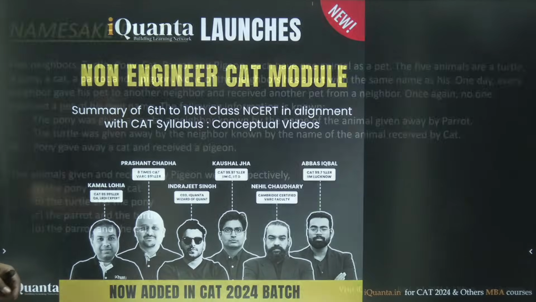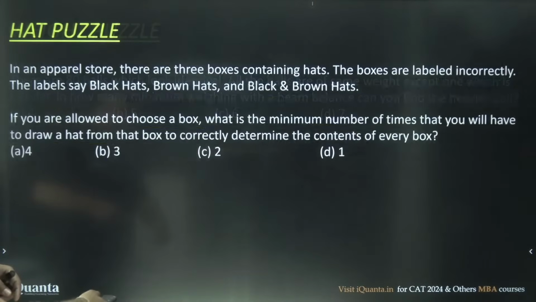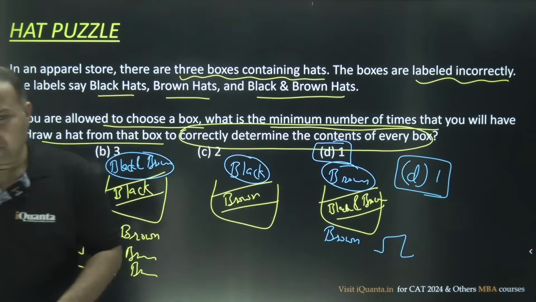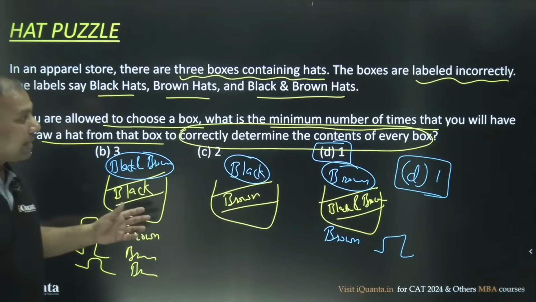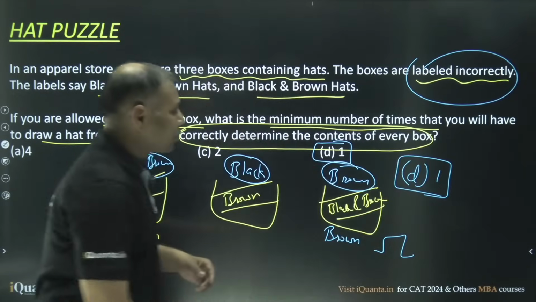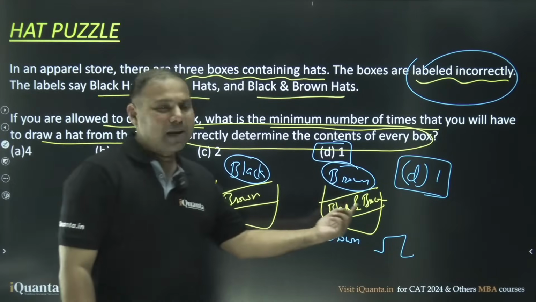Okay, I'm moving to that question again once more. So those who are having doubt in that, we just discussed in this hat puzzle, we are having 3 different types of boxes whose labels are incorrect. So don't miss this data. Labels are incorrect. So labels are black hats, brown hats, black and brown hats.